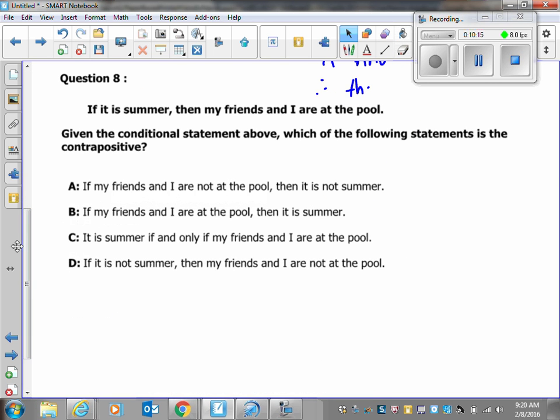Number 8. If it is summer, then my friend and I are at the pool. Given the conditional statement above, which of the following statements is the contrapositive? Remember, if I have P and Q, this is my conditional. Contrapositive is where I do both. I flip and I negate. That means I add not into both. So the way I start, if my friend and I are not at the pool, then it is not summer, is what you have to do.